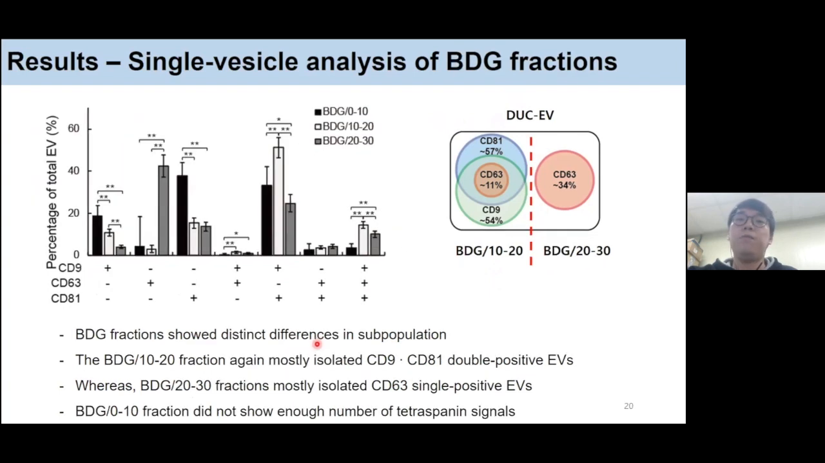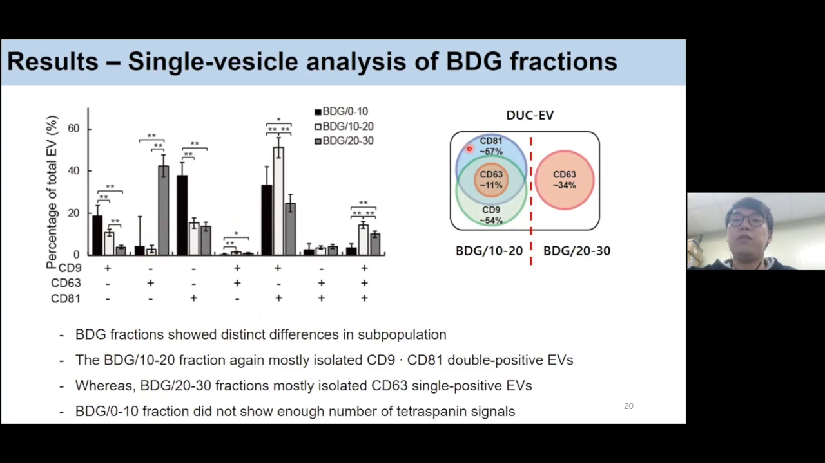The co-localization analysis result of buoyant density gradient fractions was very similar to that of density gradient fractions. Again, almost half of the EVs from the 20 to 30 fraction were CD63 single positive, but the buoyant density gradient 10 to 20 fraction only had less than 5% of them. And in the case of the buoyant density gradient 0 to 10 fraction, the number of detected tetraspanin signals was too small, so the result of analysis seemed a little bit unreliable.